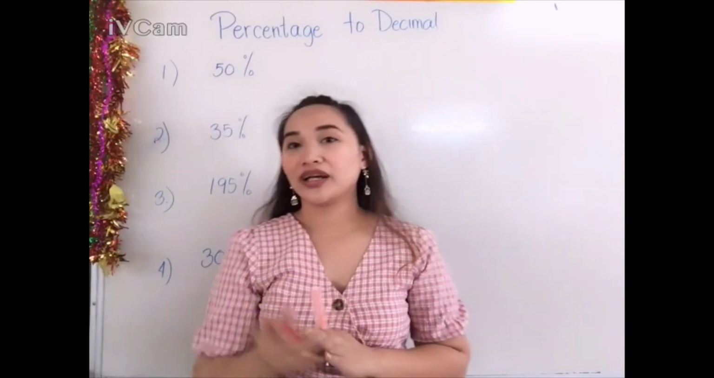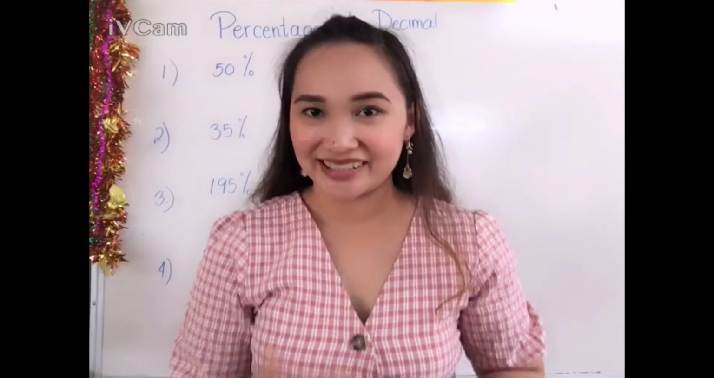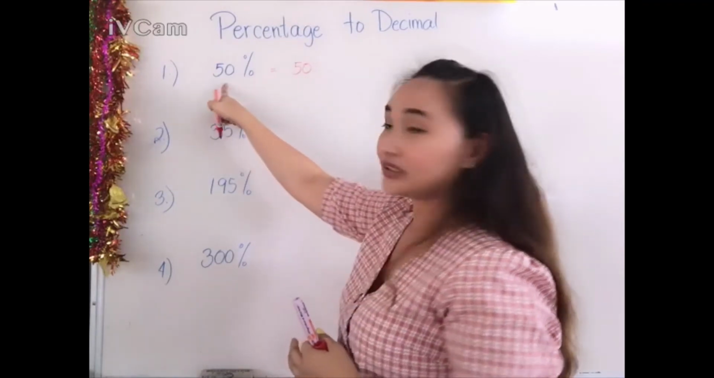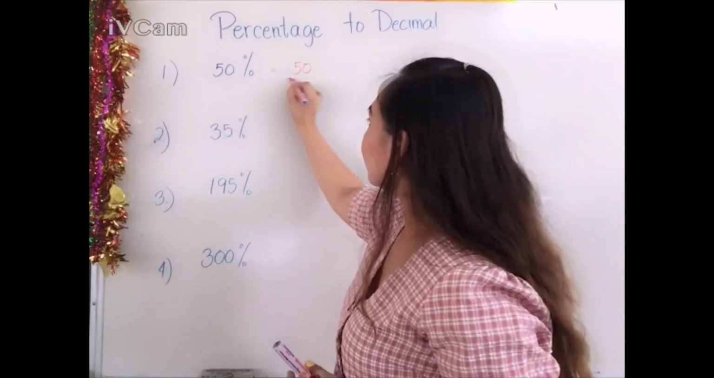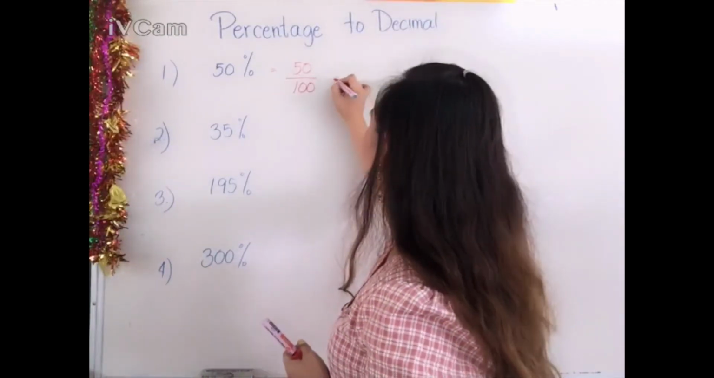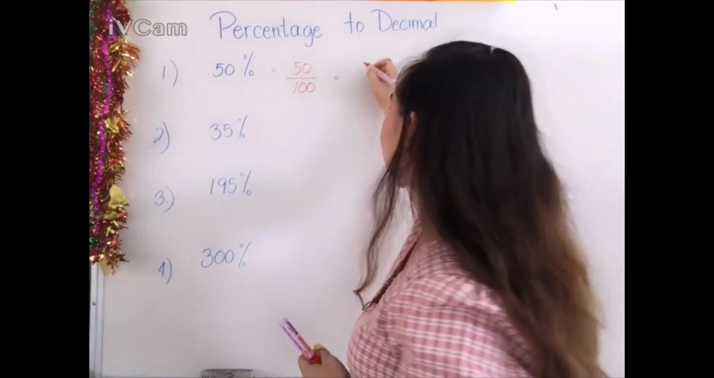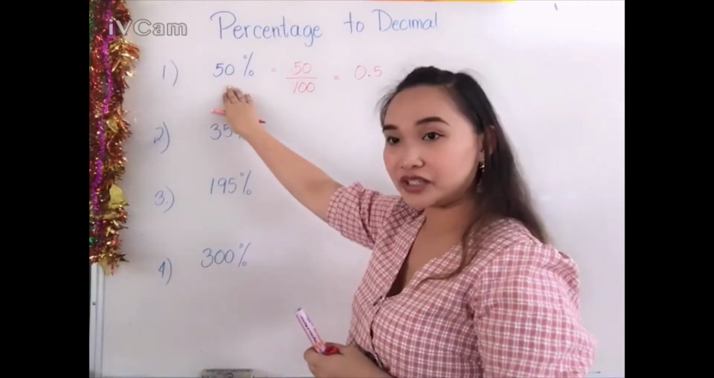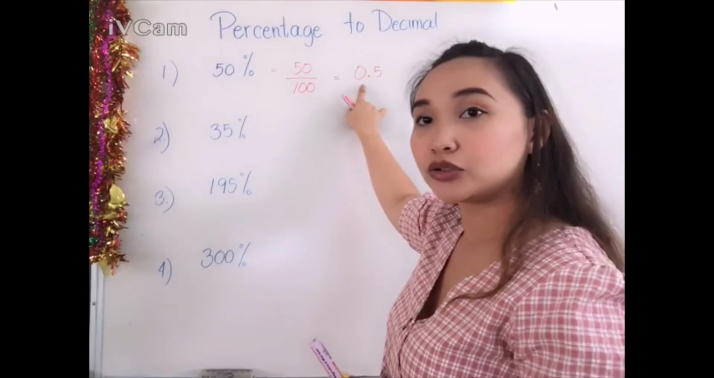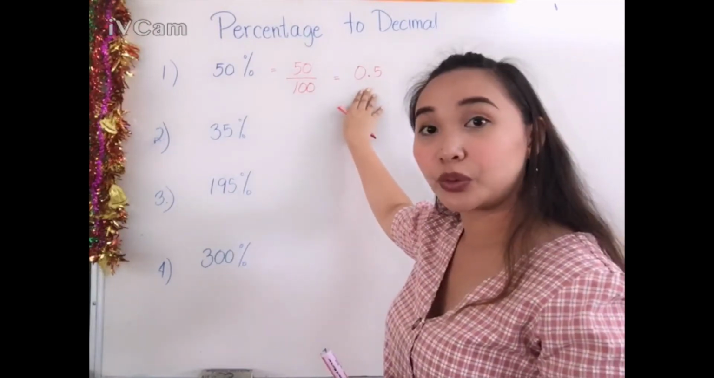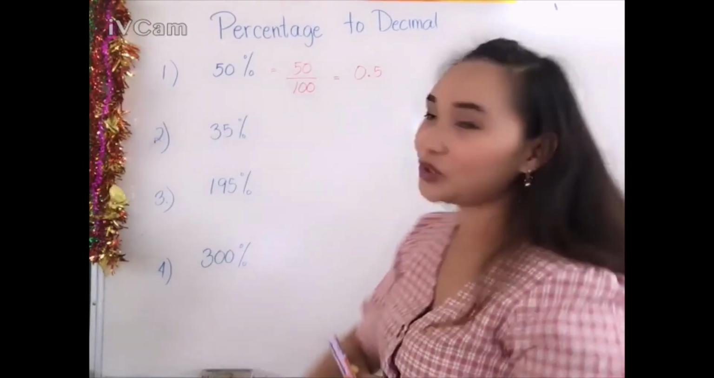50%, what is that in decimal? So we're going to write here 50, and percent is what? 100. Very simple, 50 divide 100, that is equal to 0.5. So 50% is equal to 0.5.